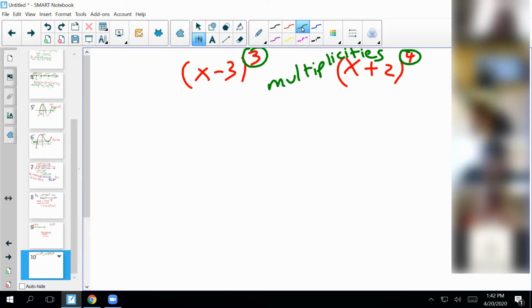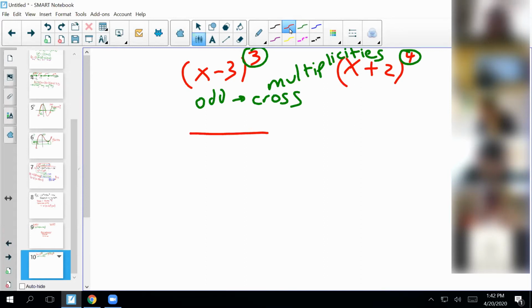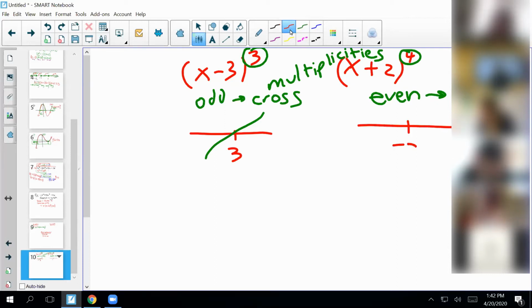So for example, if it's odd, that's a cross. So it would look something like this. So at 3, we're going to cross over. And if it's even, like a 4, that's going to be a bounce. So at -2 here, we're going to smooth bounce, kind of a bounce like that. So there you go. That's multiplicities.